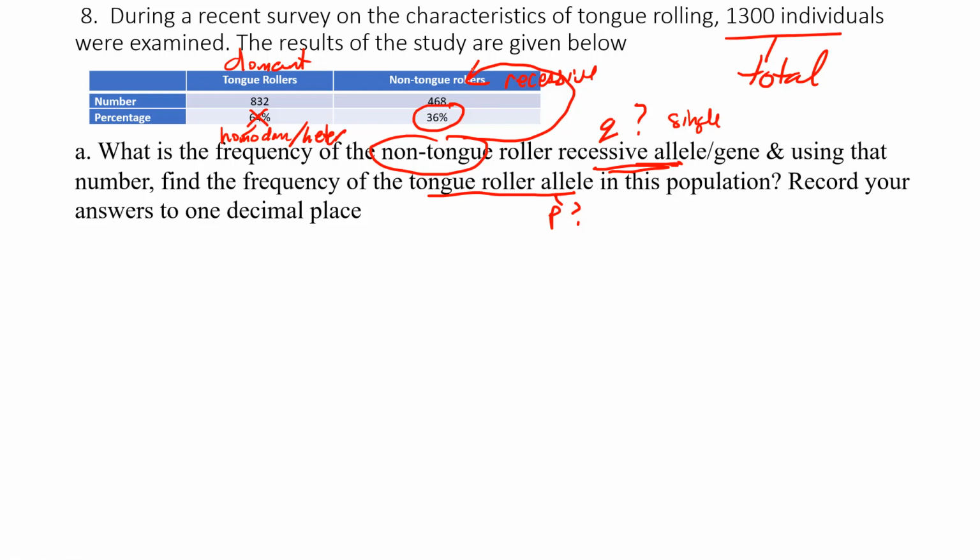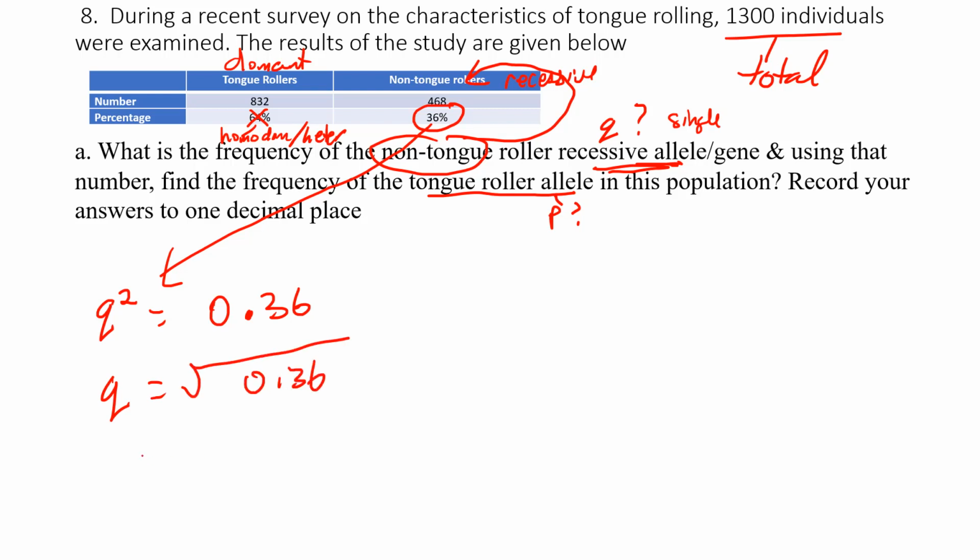So when we do that, we're going to take a look at this 36%. We know that 36% has to be changed into a decimal. The other thing we know is that that's going to represent non-tongue rollers, which is q squared. Again, if it's a trait, like not being able to roll your tongue, you have to have two of those q's. So q squared to not be able to have the particular trait we're talking about. So q squared equals, change that into decimal right away, 0.36.